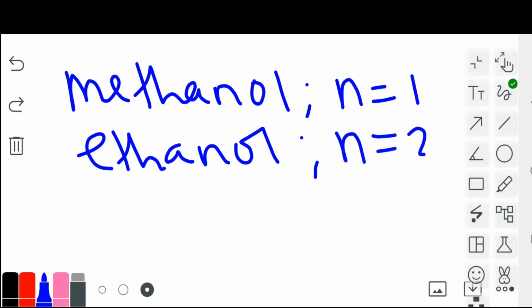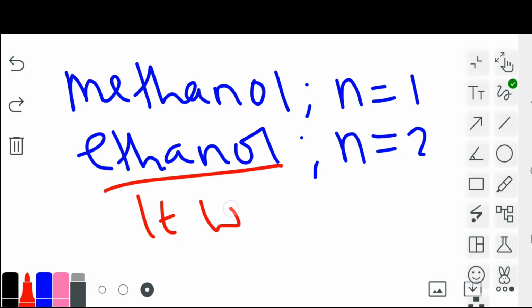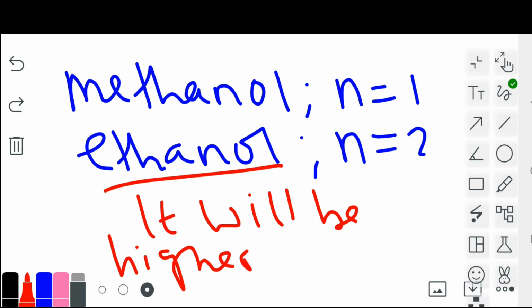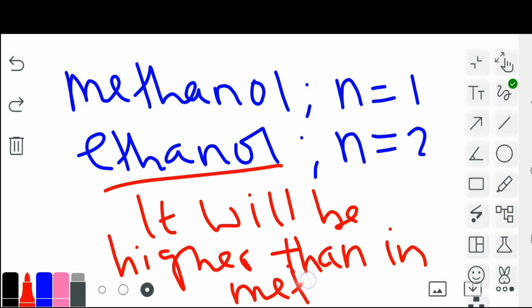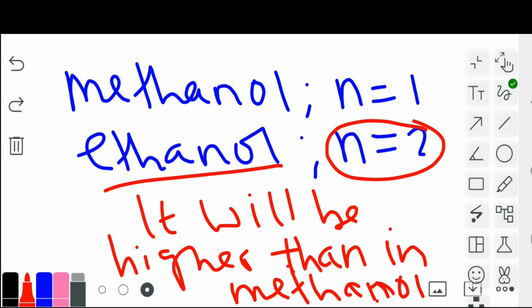So to look at the boiling point, we need to understand that for ethanol it will be higher than in methanol. So as N becomes big, so is the boiling point.